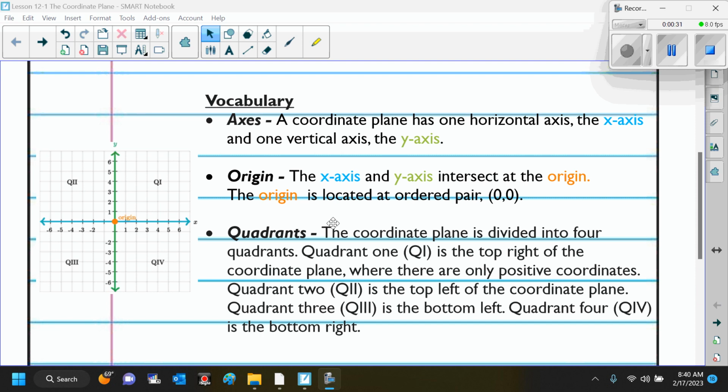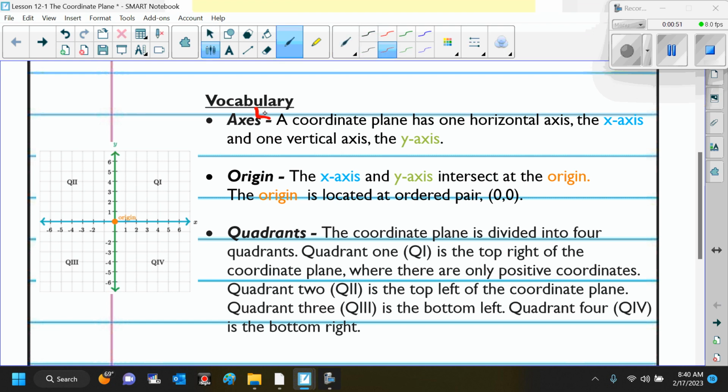Alright, so here's a little bit of vocabulary. Now, we have axes, origin, and quadrants. A coordinate plane has one horizontal axis called the x-axis and one vertical axis called the y-axis. Just to let you know, this is not a typo. Axes is plural for axis. That's more than one, and axis with an I is singular.